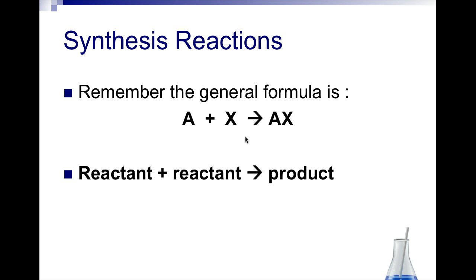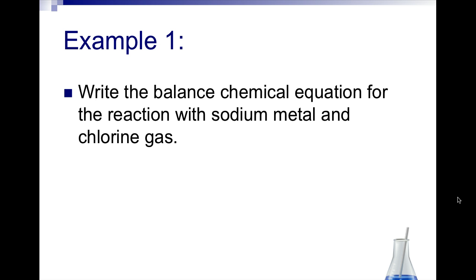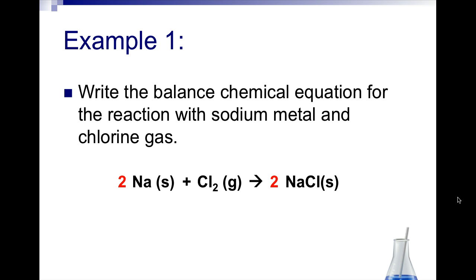The idea is you have a plus side only on the reactant side. So, for example, if we wanted to write a balanced chemical equation for the reaction of sodium metal and chlorine gas, it would be sodium plus chlorine. They would come together to form sodium chloride. Then we would need to balance the equation. And to do so, we would put a 2 in front of the sodium chloride on the product side and a 2 in front of sodium on the reactant side.